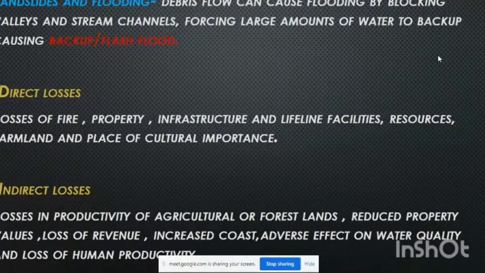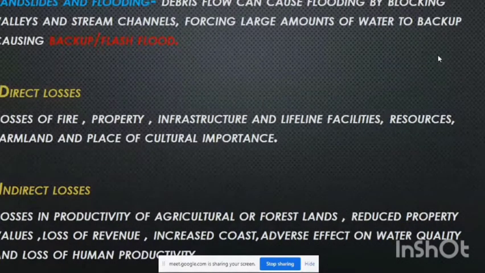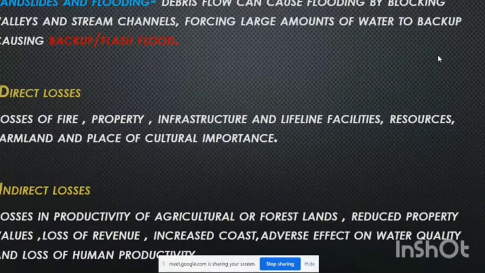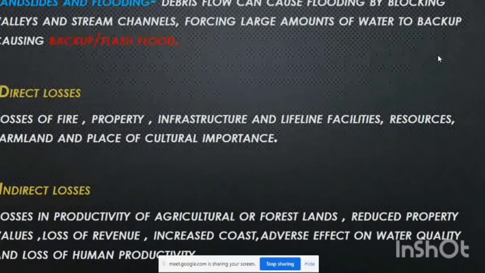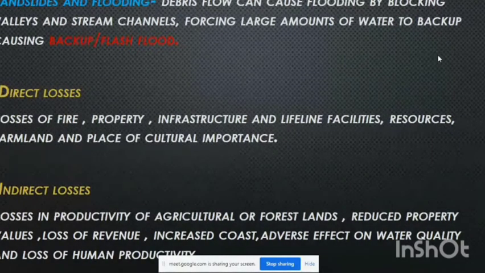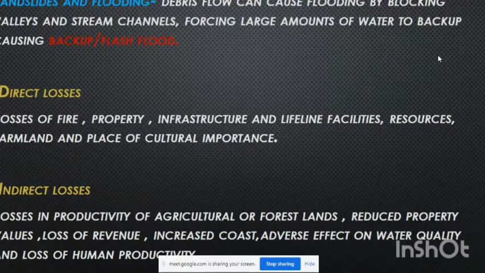Direct losses, loss of life, property, infrastructure, and lifeline facilities, resources, farmland, and place of cultural importance. Indirect losses, loss in productivity of agriculture or forest land, reduced property values, loss of revenue, increased costs, adverse effect on water quality, and loss of human productivity.